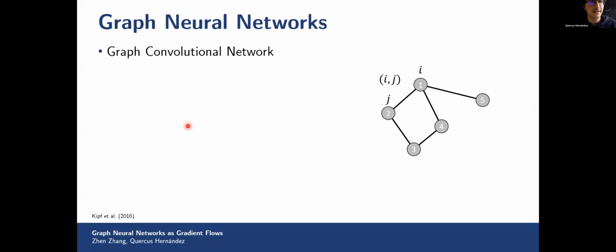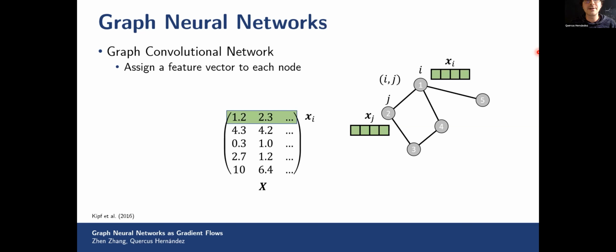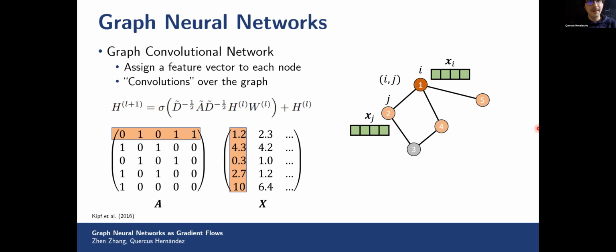I'm going to present the graph convolutional network from Kipf in 2016, which was the most basic convolution generalization to graphs. It consists of assigning a feature vector to each node, and you assemble those feature vectors into a matrix, row-wise. This is called the vertex feature matrix. And you do convolutions over graphs. So instead of an image, you do the convolution over the topology of the graph.